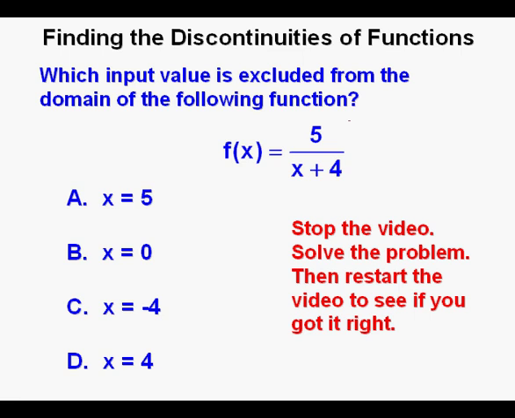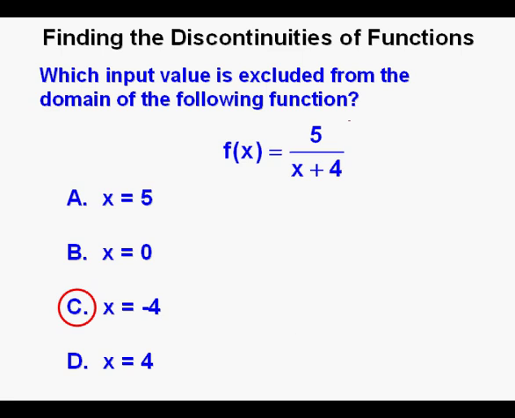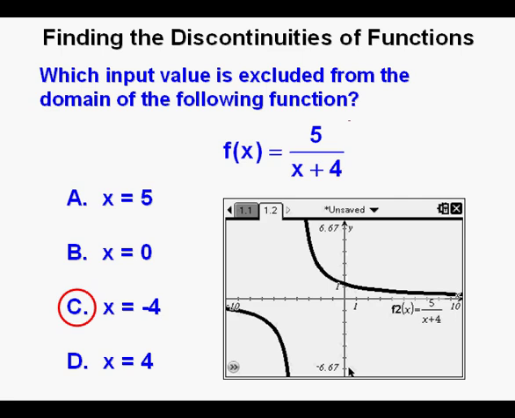The correct answer is C. When x is negative 4, that's the value that makes the denominator 0, and therefore the function undefined at x equals negative 4. Also, when you graph it in a graphing calculator, this is what it looks like. We can see the vertical asymptote at x equals negative 4, shown by the red vertical line segment.